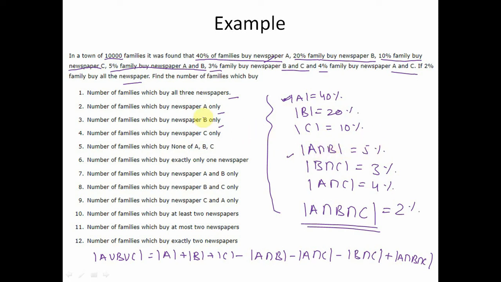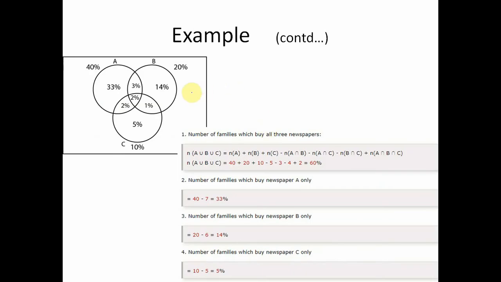So now I have to find out the people who buy only the newspaper A, and so on. So these are the 12 things that you have to calculate. It might look a bit difficult, but if you look at the Venn diagram and apply the principle of inclusion and exclusion, this can be solved very easily. Let's see. This is a Venn diagram representation of the question.